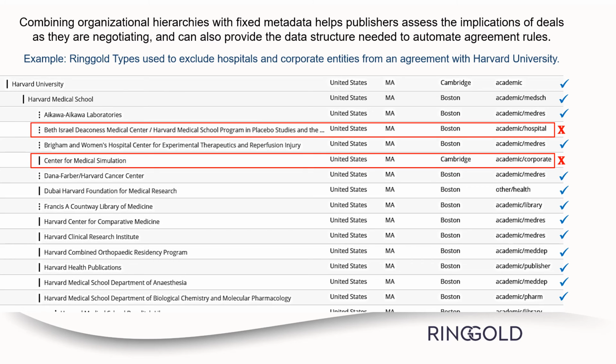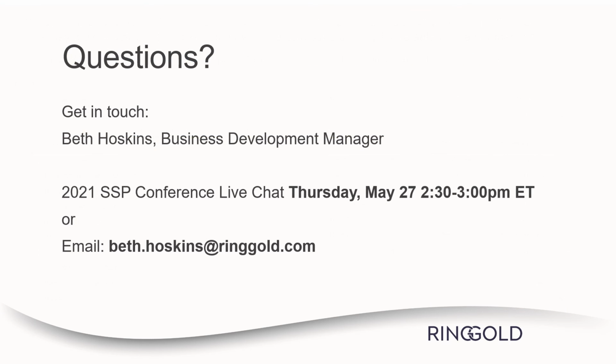So this example here is just a very small piece of Harvard University's very large hierarchy. But in this example, let's say this publisher excluded hospitals and corporate entities from the deals. They could use the Ringgold type, which is a controlled vocabulary, to exclude certain Ringgold types, and then in a more systematic setting, they could actually honor that agreement.